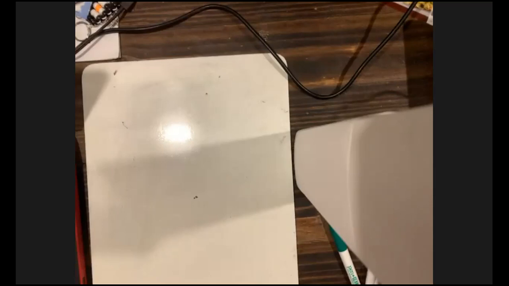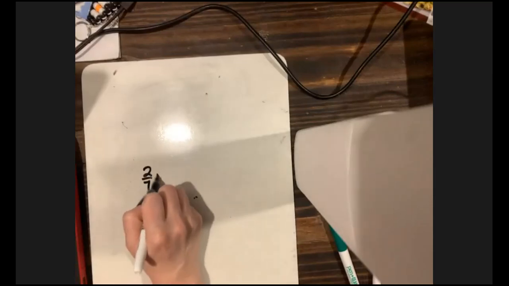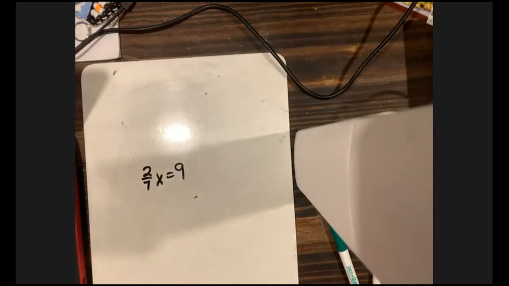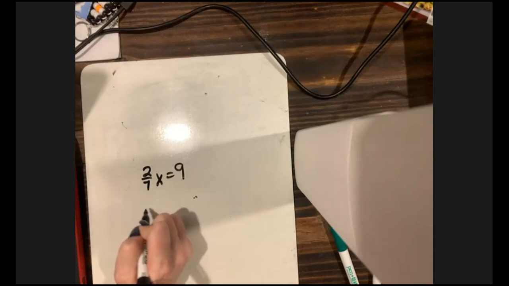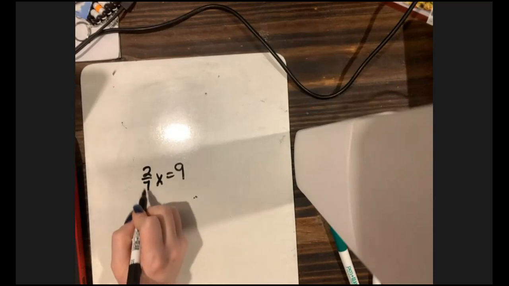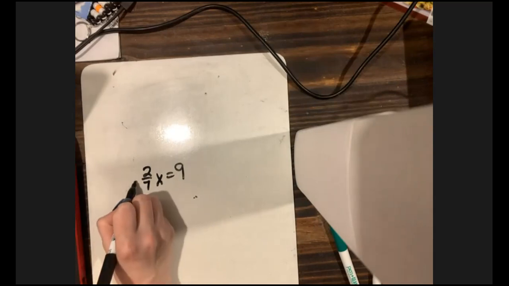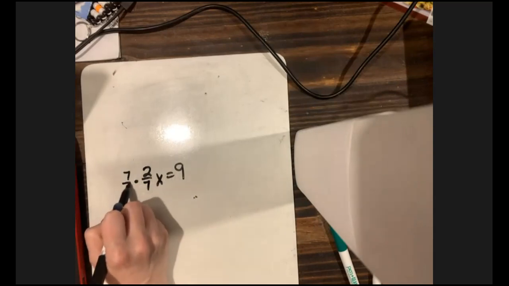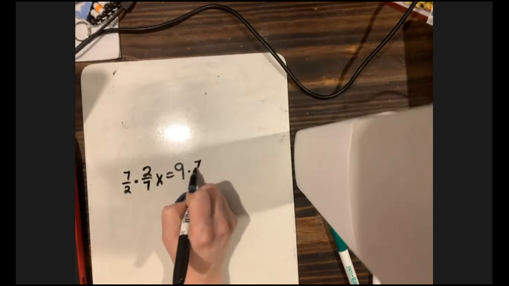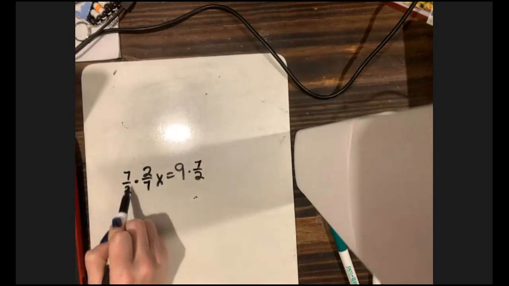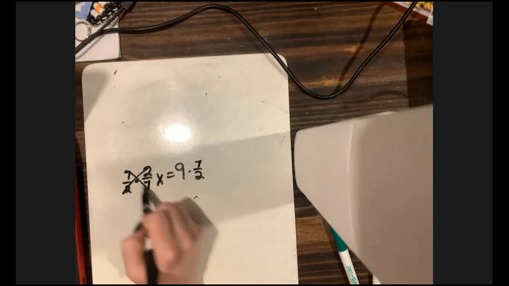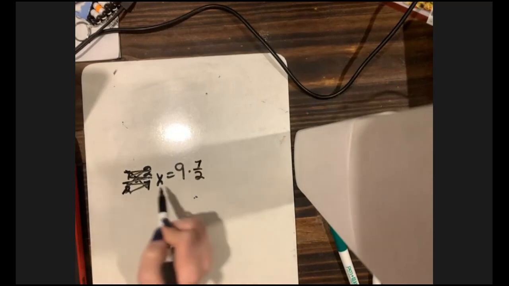The first thought is, if you had a problem like 2/7 x equals 9, and you were asked how to clear this off, some of you might say divide by 2/7. You might say times 7 and then divide by 2. But the concept here is that it can be done all in one step if you multiply by the reciprocal, because the 7/2 and the 2/7 are going to cancel each other out, leaving me just the x.